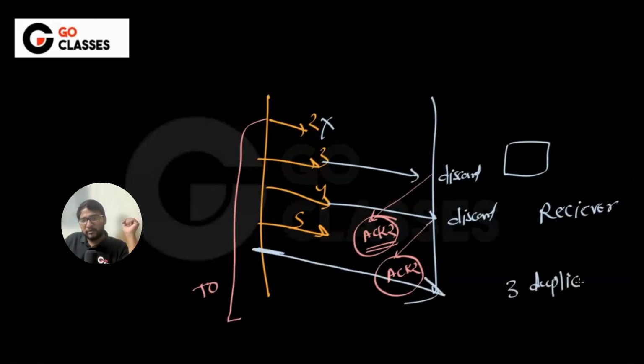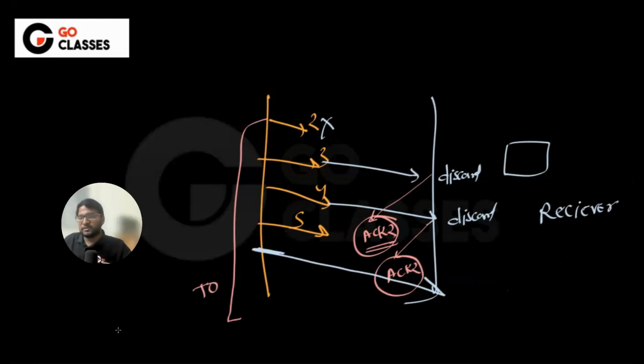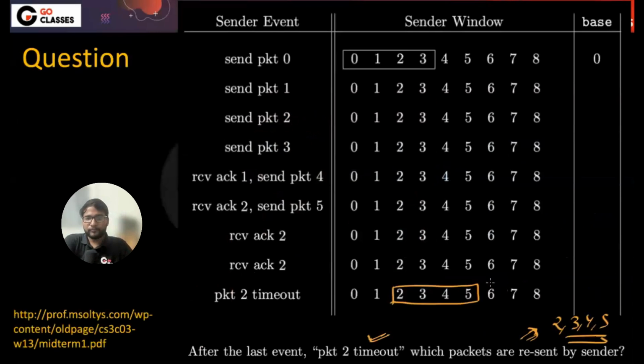Has everyone studied this before? 3 duplicate ACK in TCP? Okay, that's what we do in TCP. TCP practically implements this fast retransmission. We will see this later on. For now, I'm just telling you one idea that you can silently discard, but you can also say, okay, I'm expecting this much. Okay?